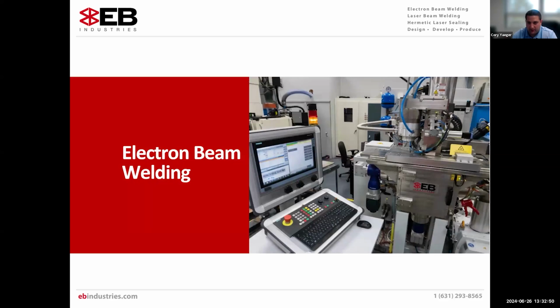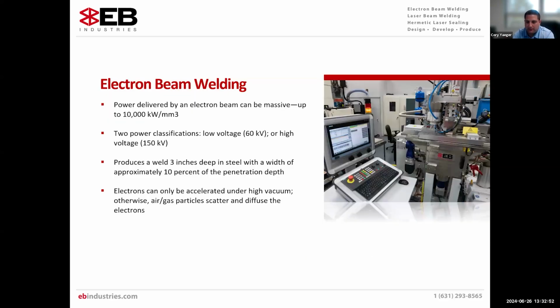Now we're going to talk about electron beam welding. Electron beam welding machines are capable of delivering incredible amounts of power, up to 10,000 kilowatts per millimeter cubed. These machines typically come in two voltage classifications, where low voltage is 60 kilovolts and high voltage is 150 kV. EB welding is capable of producing a weld 3 inches deep in steel with a width of approximately 10% of the penetration depth. This creates a cross-sectional view that has a similar appearance to a railroad spike.